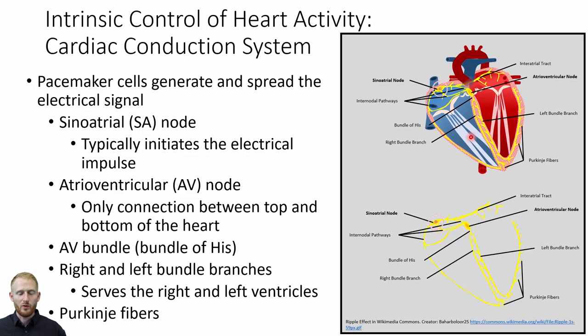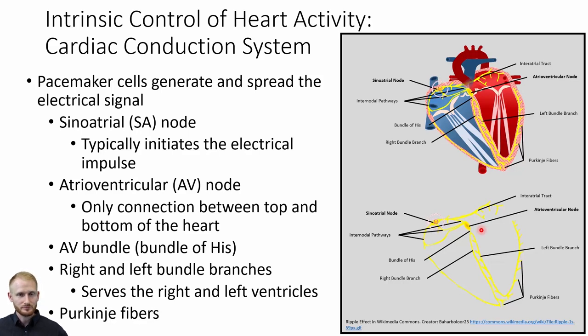So we have these series of wires that you see as these yellow lines. Down here we have the same yellow lines just pulled off the heart so you can see them by themselves. But these are essentially the same diagrams, just one with the muscle on it and the muscle and the valves and everything on it, and one without.